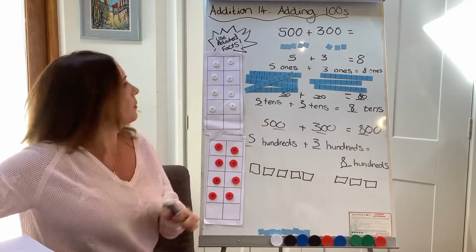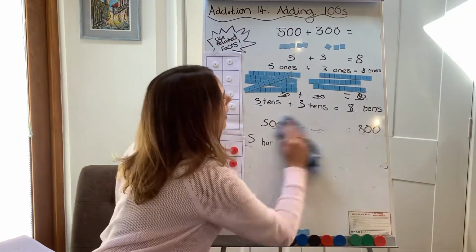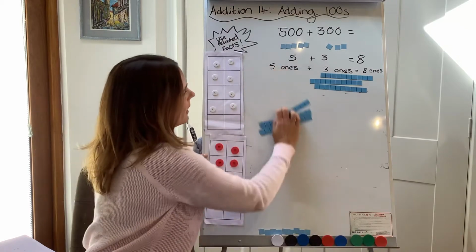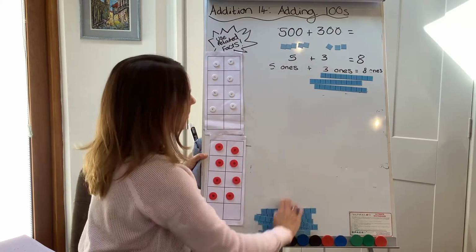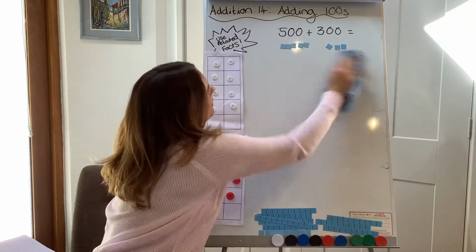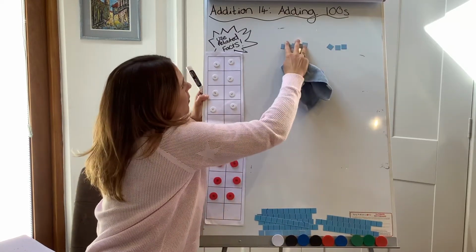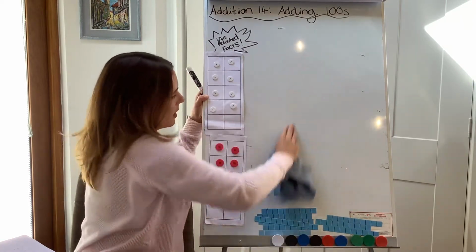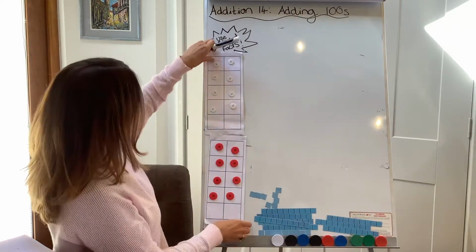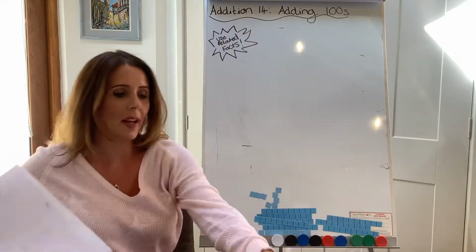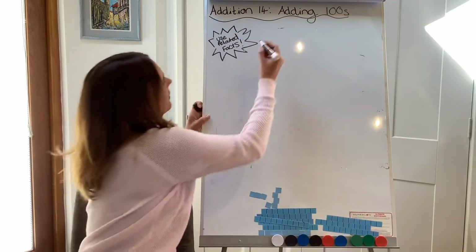Okay, so that's using your related facts and multiplying the numbers to make them 100 times bigger if we're trying to find numbers that add together to make 100. Okay, so this time I want to find out what will go with 900.